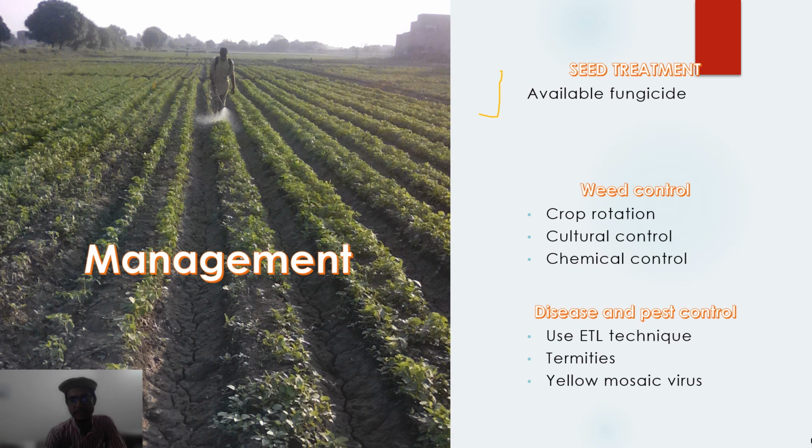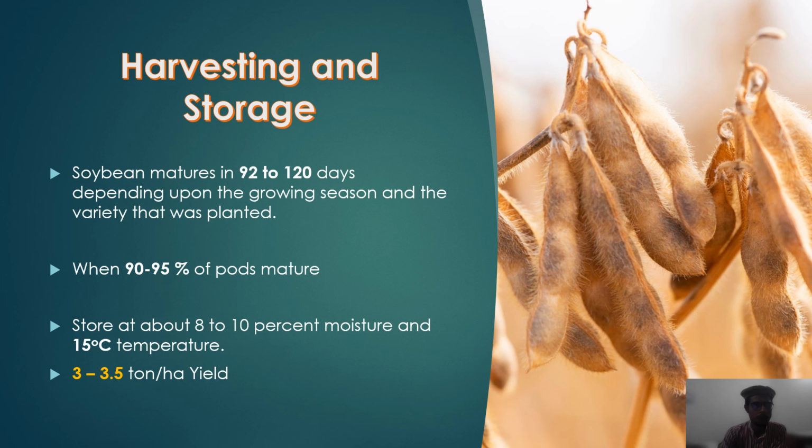In the disease and pest control, the major pests are whitefly, cutworm, larva, and stem fly. Basically, you should control whitefly, because if the whitefly infection is high, then there are more chances of yellow mosaic virus. Soybean crop matures in 92 to 120 days depending upon the growing season and the variety that we planted.